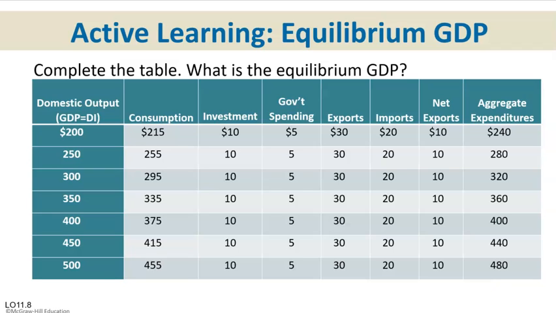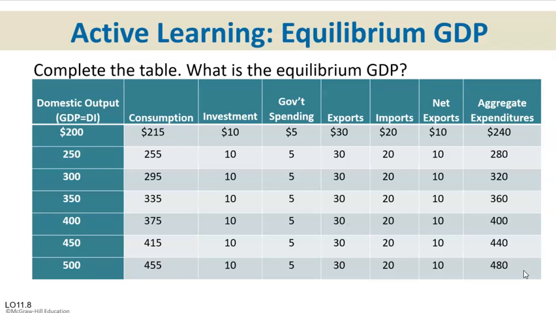So I filled in the answers on the table here. Step 1, to calculate net exports, you take your exports, which are 30, minus your imports of 20, and you will get 10 for each row. Then to calculate your aggregate expenditure, you're going to add consumption plus investment plus government spending plus net exports. So 215 plus 10 plus 5 plus 10 will give you 240 for the first row. And you can check your answers here for each of the rows and see if you got the same thing I did. Your last step is to find equilibrium GDP.